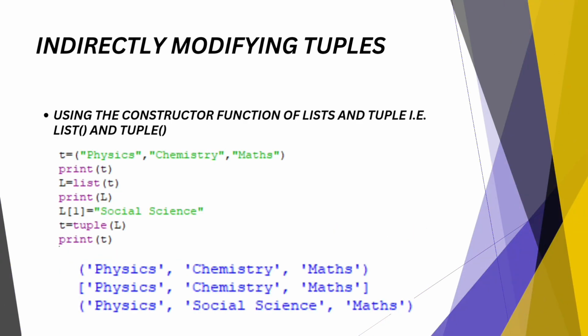And second example, using the constructor functions list and tuple. Here t is equal to (physics, chemistry, math). L is equal to list of t. Print L, first it will convert it into a list. Tuple will be converted into the list. Then at the list's first index we have changed it to social science. Again we will repack it to a tuple using the tuple function. So the list we have converted again using the tuple function.